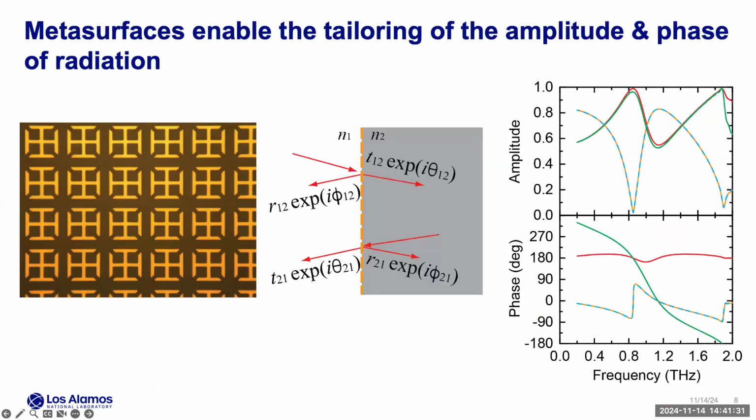So one important aspect, in fact, the main aspect of a metasurface, is that you're really able to design it so that you've got a resonance at a specific frequency, in this case in the terahertz frequency, and you also can design the dispersion, the phase, and how the phase varies with frequency. And that enables you to tailor the amplitude and phase of the radiation and enables you to develop novel functionalities, especially in the terahertz regime.